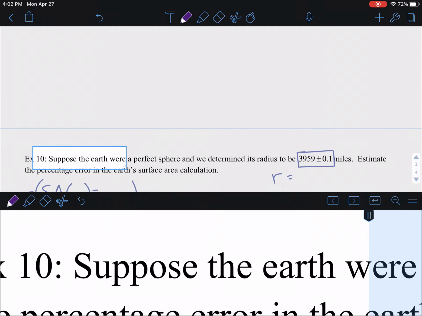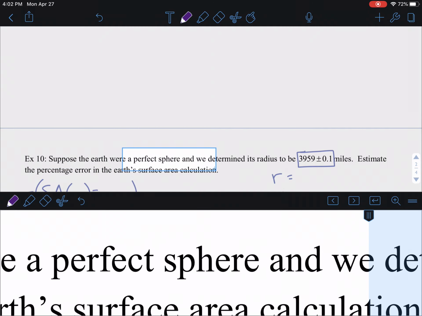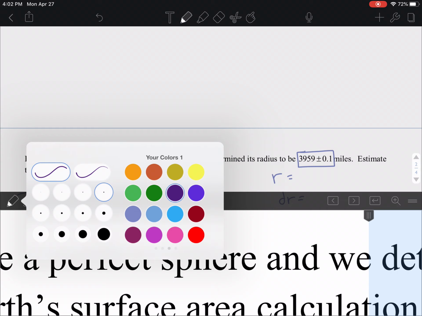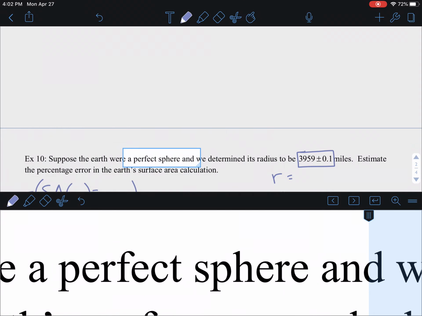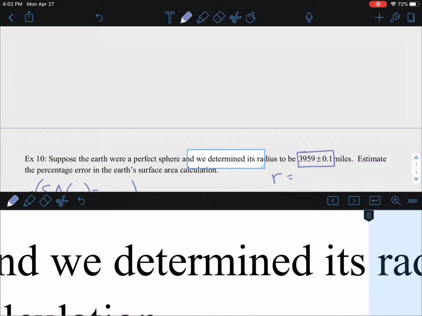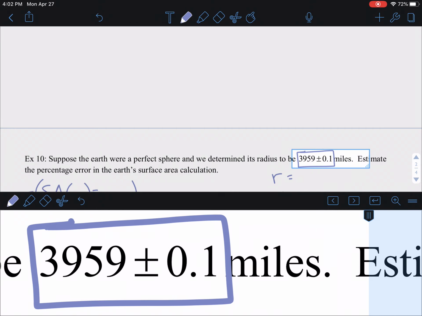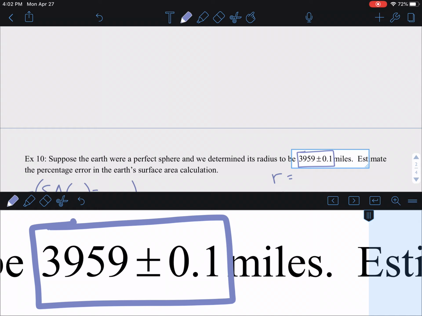Suppose the Earth were a perfect sphere. So we're going to assume it's pretty close, actually, but it's not quite. It's pretty close to being a perfect sphere, though. And we determined its radius to be 3,959 plus or minus 0.1 miles. Estimate the percentage error in the Earth's surface area calculation.